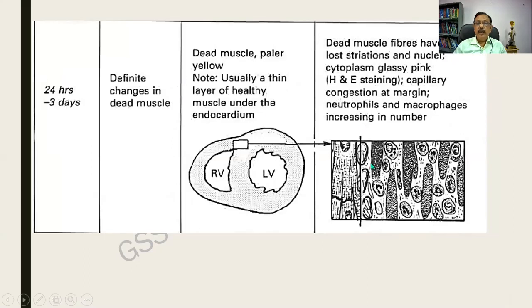And this is what we had said earlier, there is an infiltration by the neutrophils. Edema is there. This is a normal fiber, and look at these fibers. They are losing all the details. No striation, no nuclei, but the outline is preserved. Exact description of a coagulative necrosis. And the area becomes paler grossly.